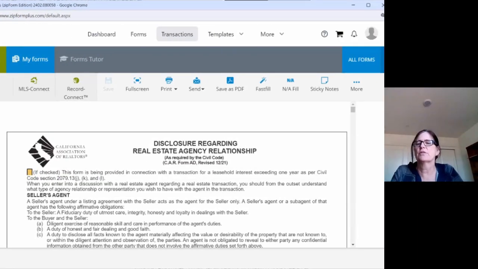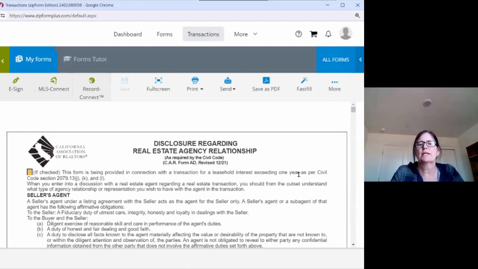All right, so the thing about the listing agreement, and you'll find this with the purchase agreement and the buyer's rep agreement, is that CAR adds certain disclosures to the beginning of those forms. And so these disclosures are mandatorily a part of the listing agreement or the purchase agreement or the buyer rep agreement. So there's a chance that your buyer or seller will sign some of these disclosures more than once, and that's perfectly okay.